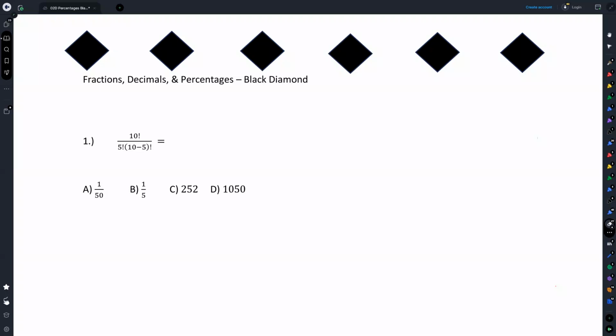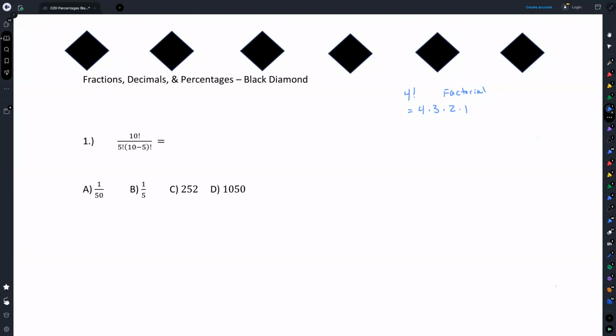For this question, we're looking at some factorials here. Factorial, that's what this exclamation point means. For instance, 4 factorial would be equal to 4 times 3 times 2 times 1. So you multiply it by every number below itself until you get to 1.